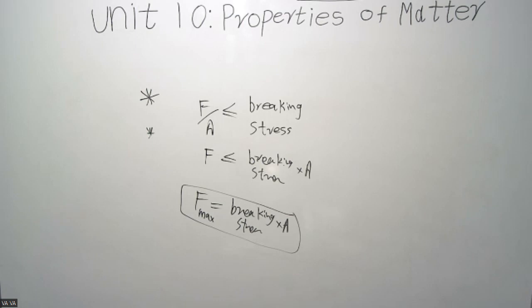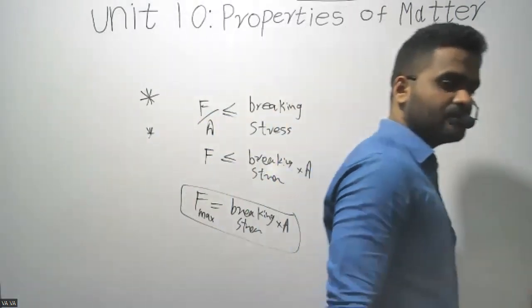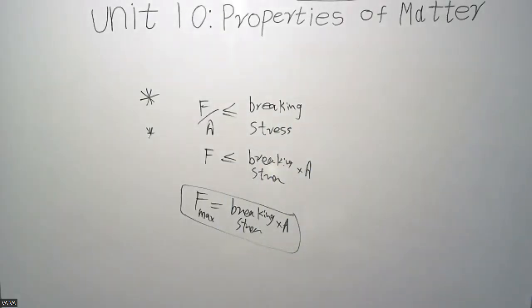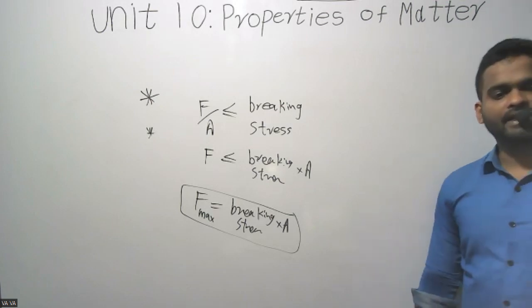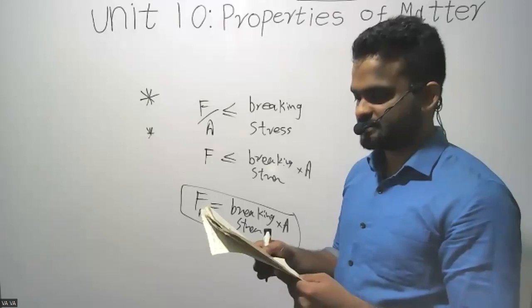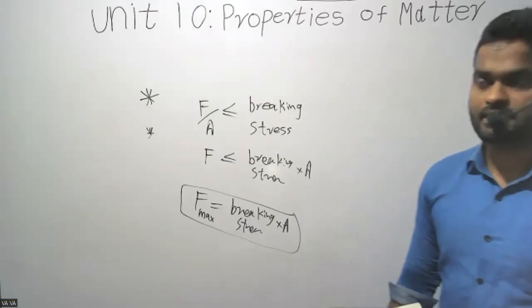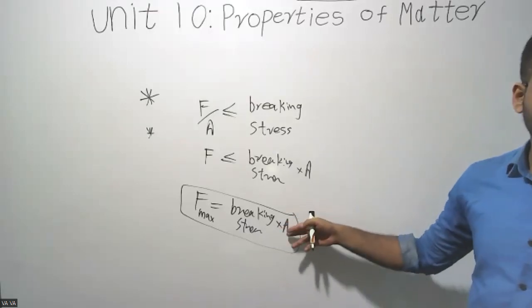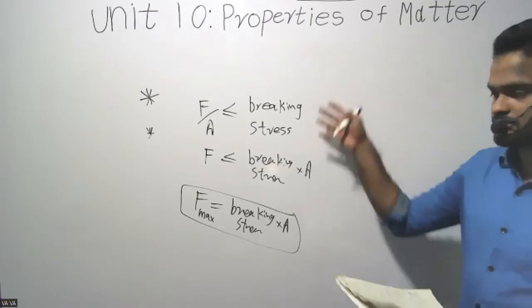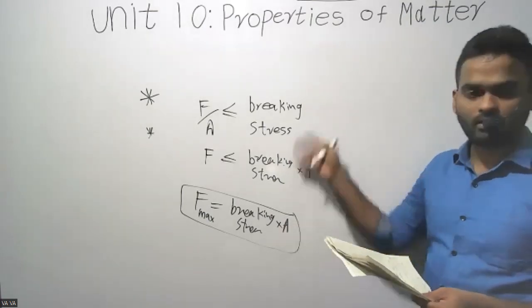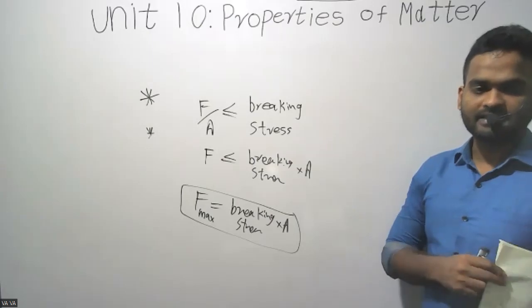Maximum force a wire can withstand without breaking is equal to F max. So these notes you will need when we are discussing questions, right?